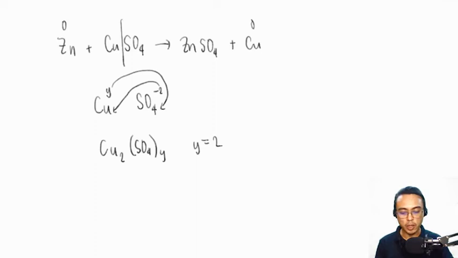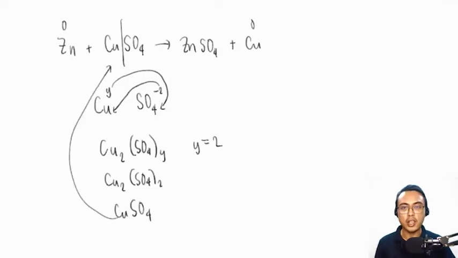Why is that? That's because if we write Cu2SO42, and if we simplify, this becomes CuSO4. This is the same as our initial compound, copper sulfate. Therefore, the charge of copper is positive 2. We know that the value is 2 coming from the crisscross, but we also know that it's positive because it's a cation. Okay? So copper here is positive 2.